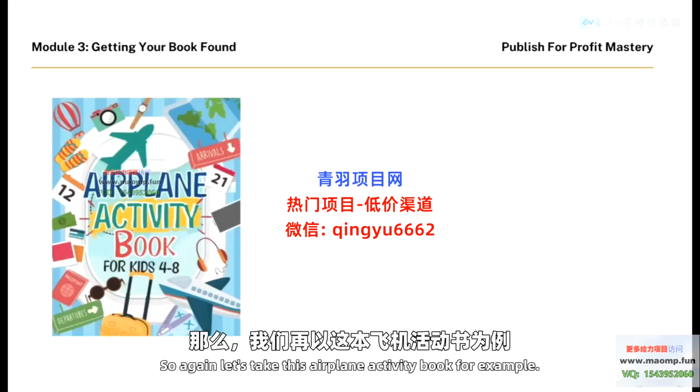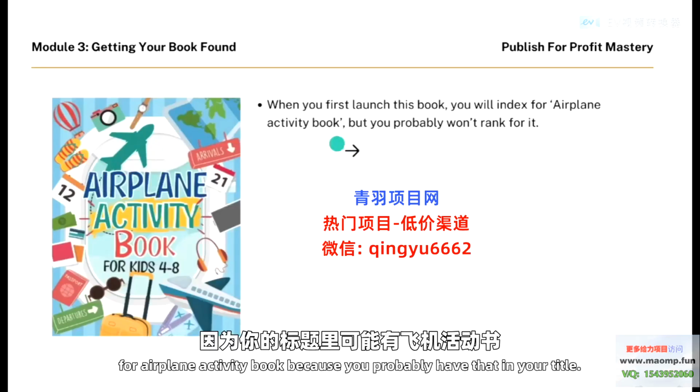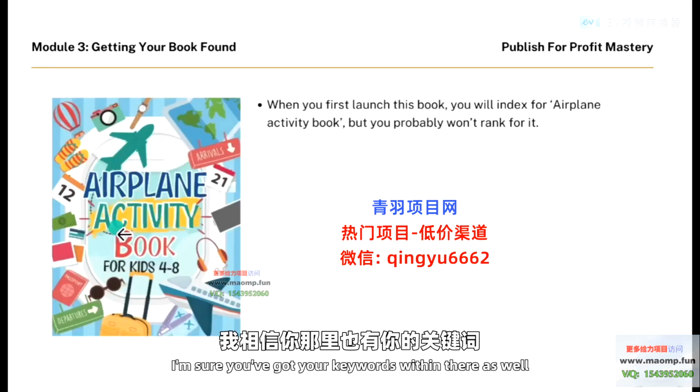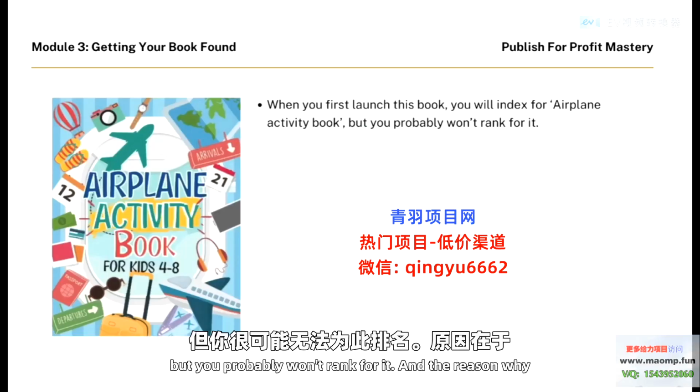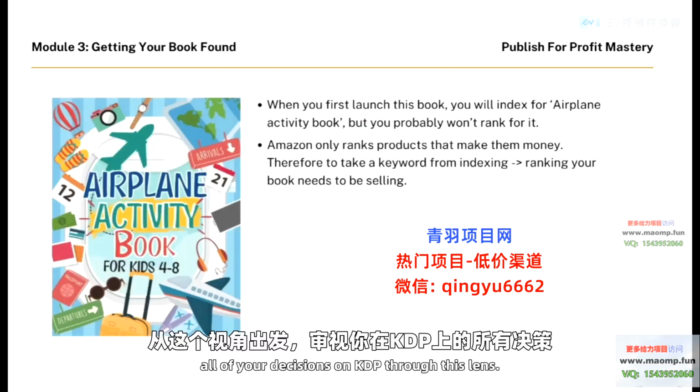So again, let's take this airplane activity book, for example. When you first launch this book, of course, you'll probably index for airplane activity book, because you probably have that in your title. I'm sure you've got your keywords within there as well, but you probably won't rank for it. And the reason why you won't rank for it initially is you have to run all of your decisions on KDP through this lens.